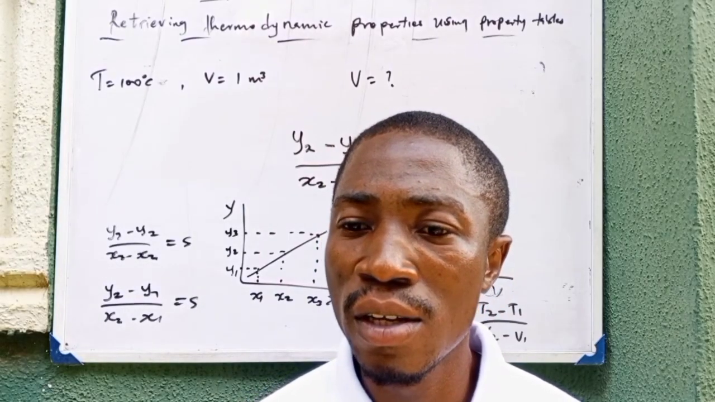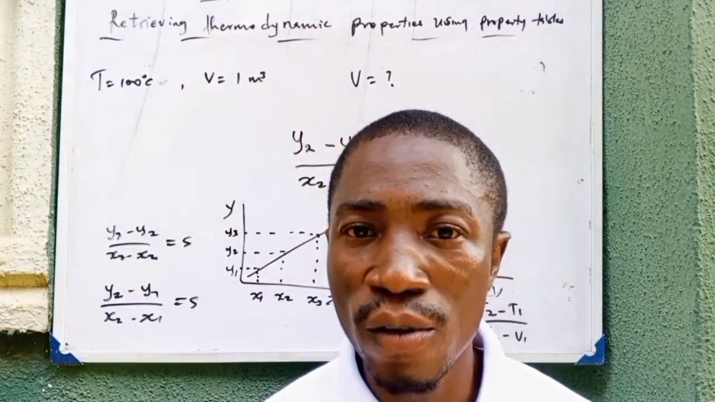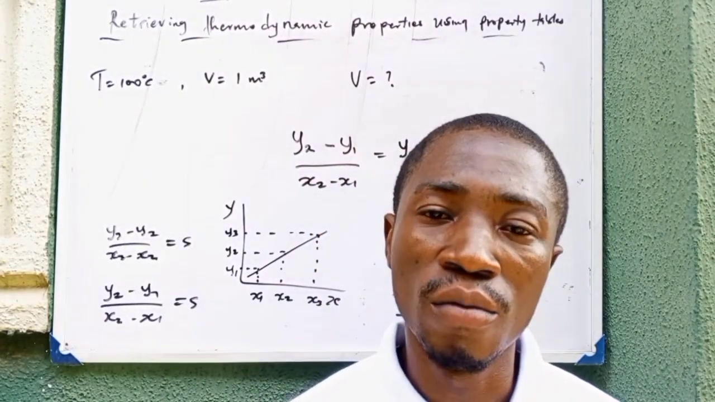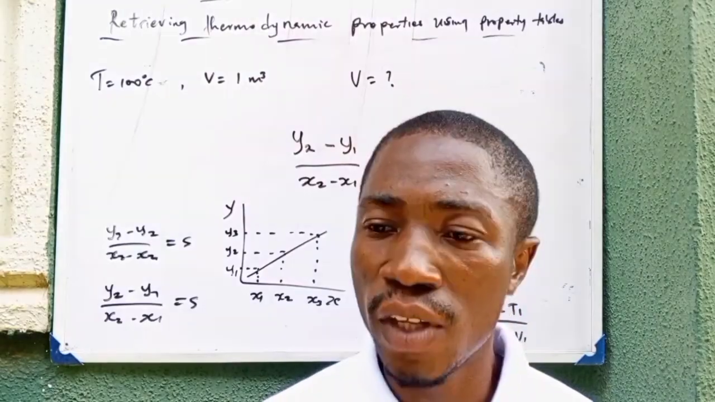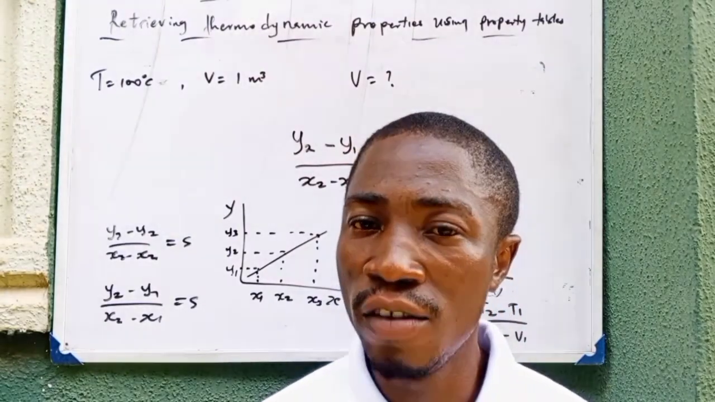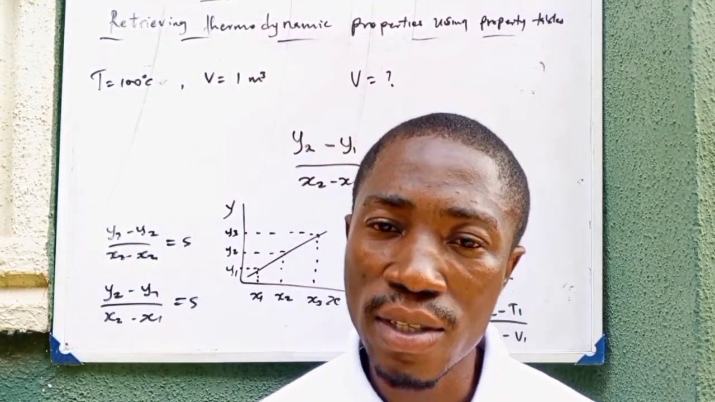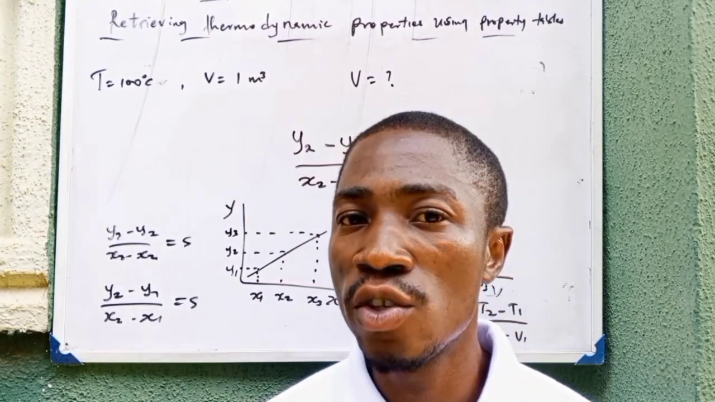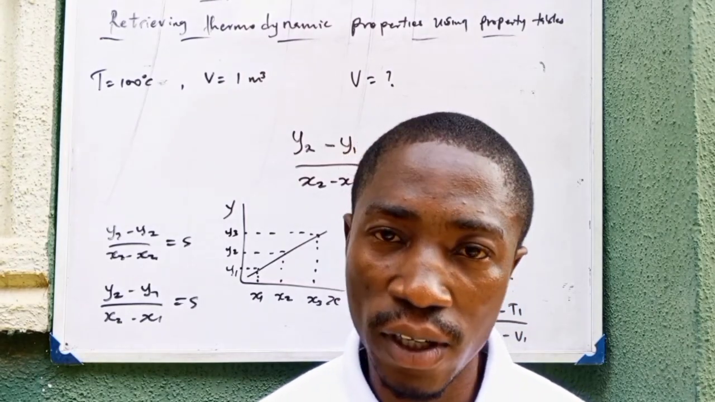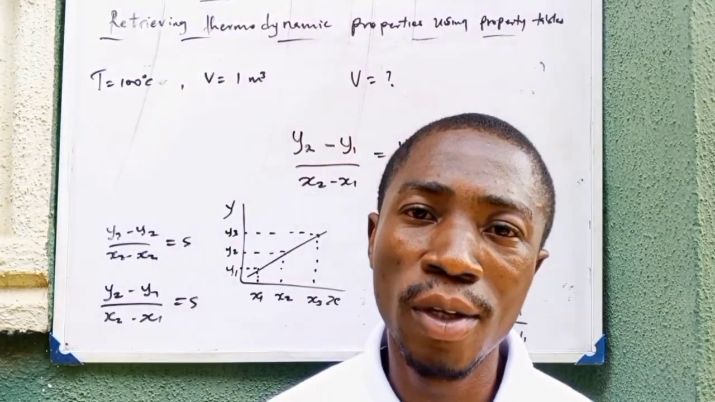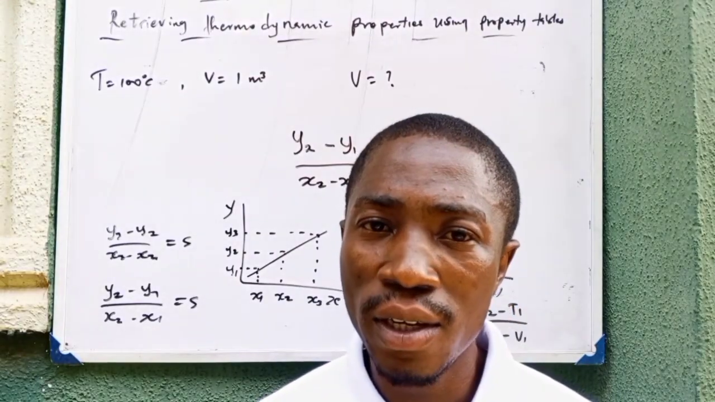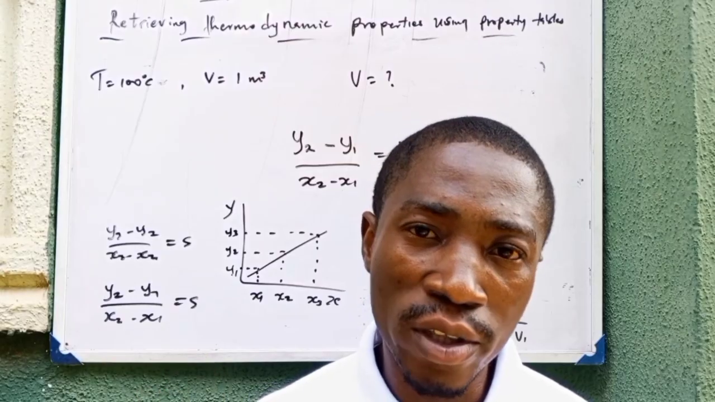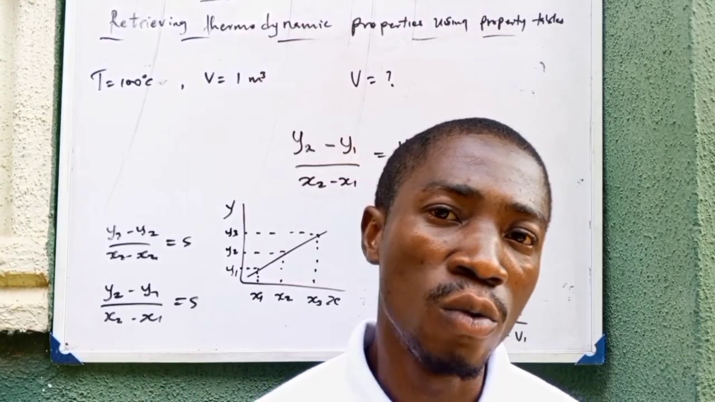So ensure that the unit you have is consistent with the unit on the property table before you begin to work with it. And for the extensive properties that are given on a per unit basis, when you start working with it, know what you want. If your answer is supposed to be in per unit basis, that's fine. But if your answer is not supposed to be in per unit basis, then multiply with the necessary value to give you the actual value for that particular quantity of matter you are working with.